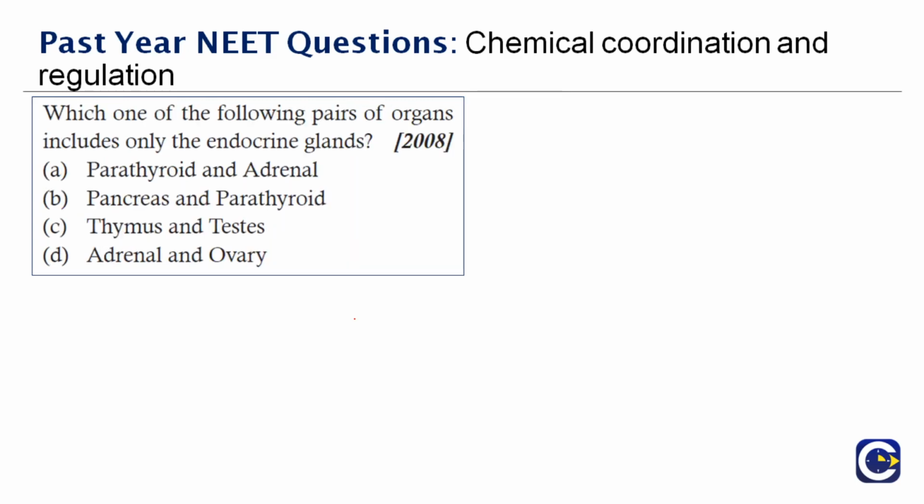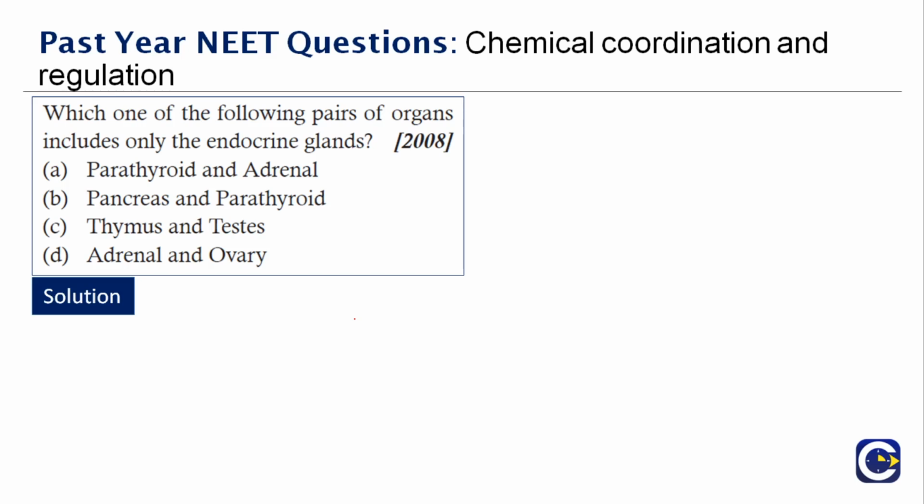Fine. Next question here. Which one of the following pairs of organs includes only the endocrine glands? Very easy question. What is the answer here? It should have only endocrine glands. But before that, what do you mean by endocrine glands? Even when we saw human reproduction earlier, we were talking about endocrine, and even in this lesson, we are talking about the same thing.